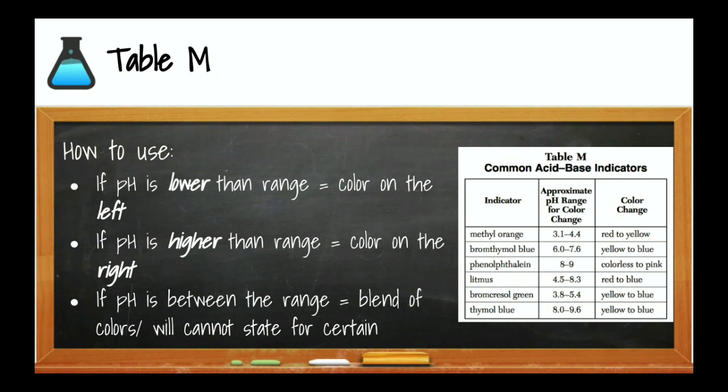So what we know is that when we have a pH that is lower than the range found on reference table M, then the solution will have the color to the left. If you have a pH value greater than the range, then it will have the color to the right.